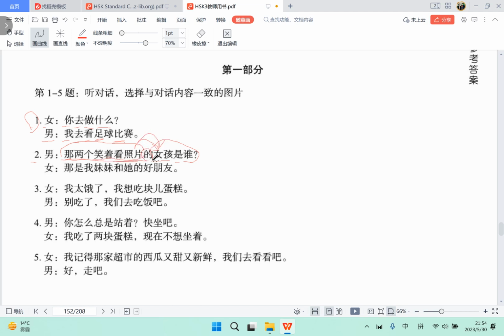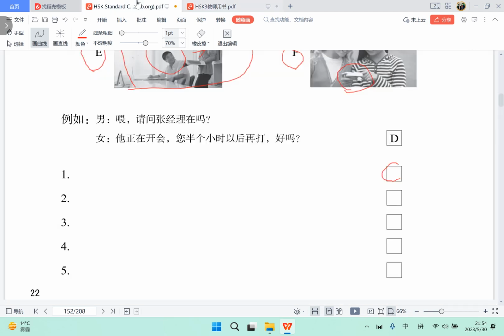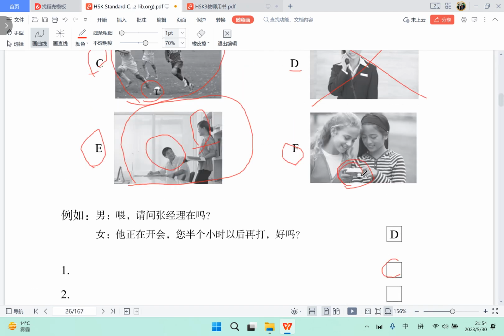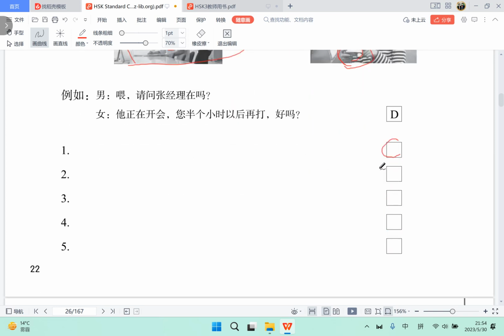So this is a common structure. Normally, 的 is the mark of this kind of structure. After 的 is the center word, and before 的 normally these words are used to modify the center word. So who are those two girls looking at the photos while smiling? And the reply is 那是我的妹妹和她的好朋友. So that's my younger sister and her good friends. So 小女孩 and 照片, we have F. So 第二题, the second one, we choose F.